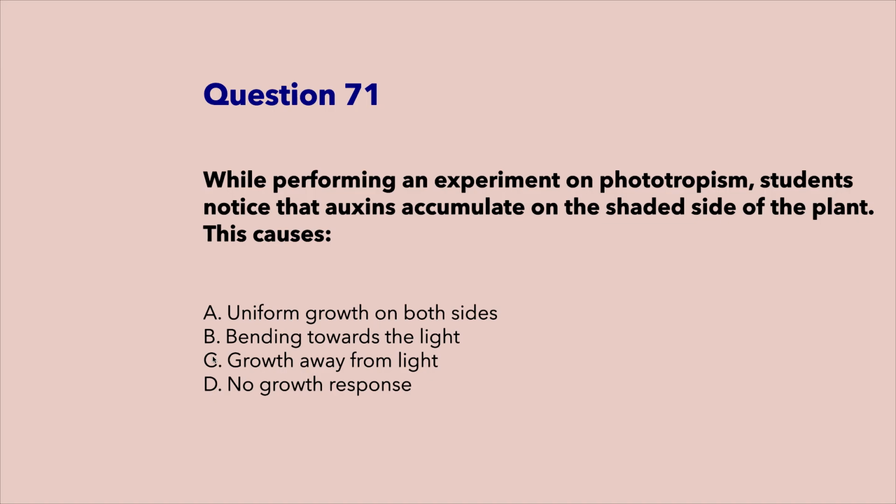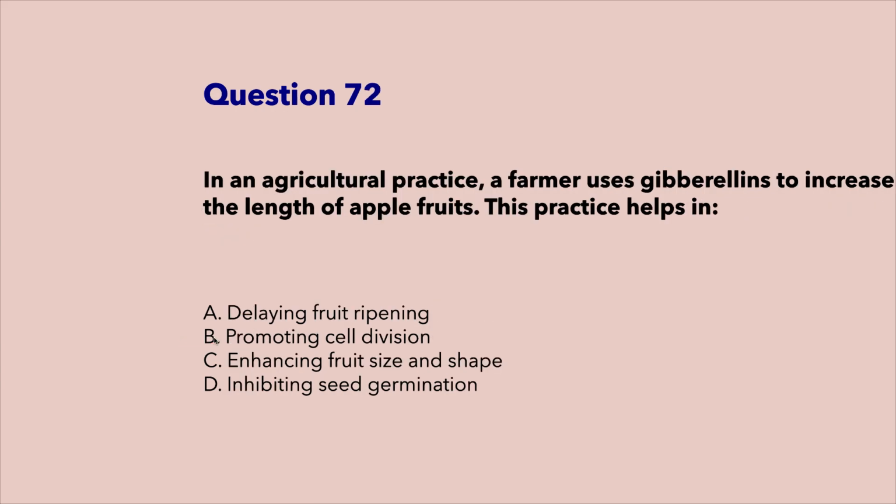While performing an experiment on phototropism, students noticed that auxins accumulate on the shaded side of the plant. This causes bending towards the light. In an agricultural practice, a farmer uses gibberellins to increase the length of apple fruits. This practice helps in enhancing fruit size and shape.